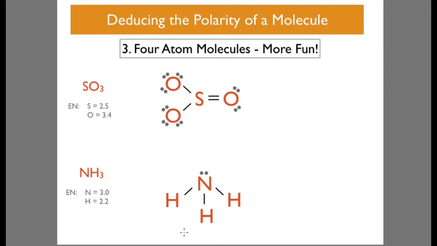Okay, what if we've got 4 atom molecules? Have a go at this, please. Press pause. If you haven't pressed pause, press pause. Good.